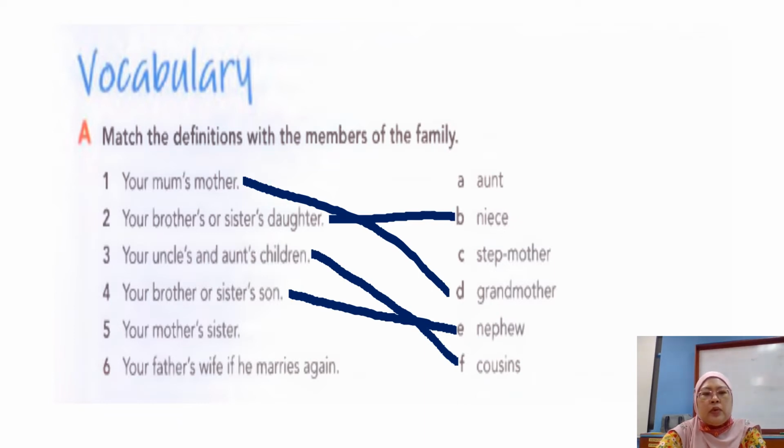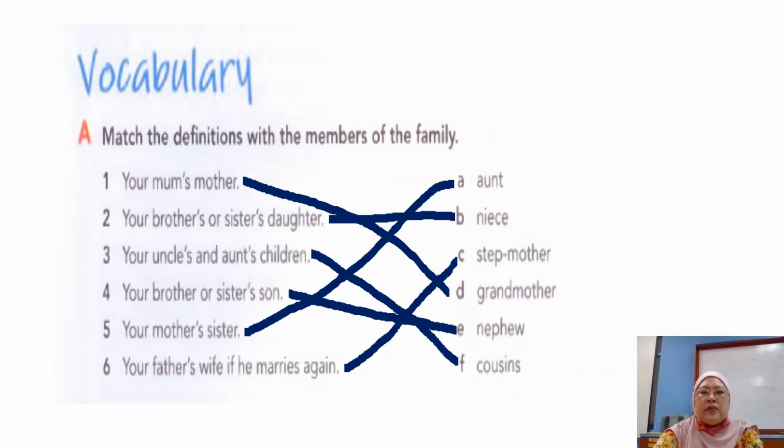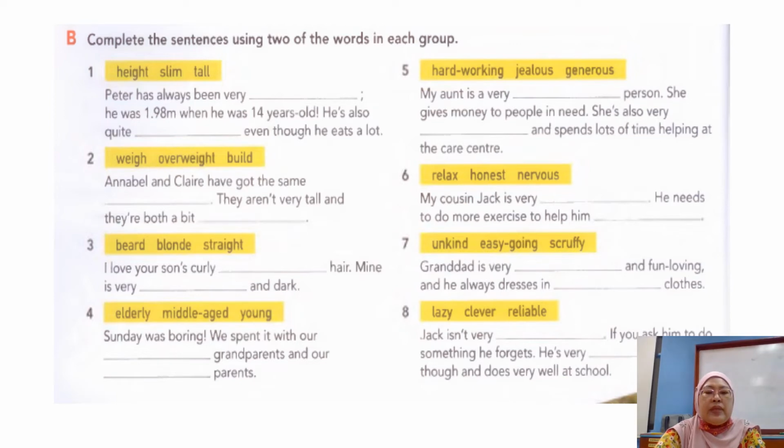Okay, who is your mother's sister? What do you call your mother's sister? She is your aunt. Okay, your father's wife, if he marries again. Okay, if your father has a second wife, so the lady is your stepmother. Easy, isn't it? Okay, so you have to copy this in your comprehension exercise book. Next, let's do this together.